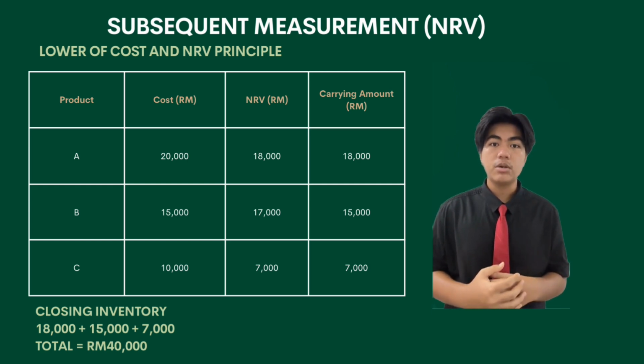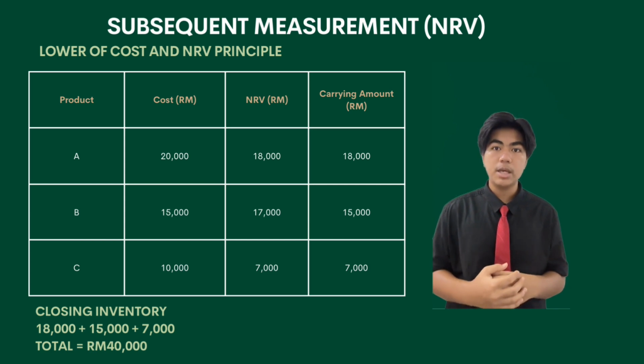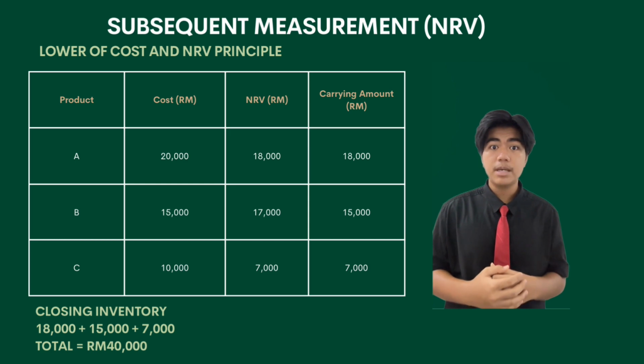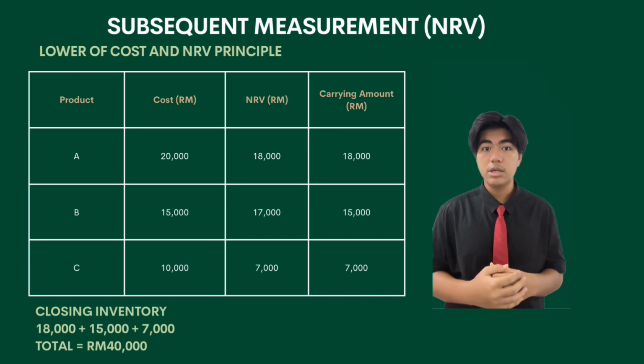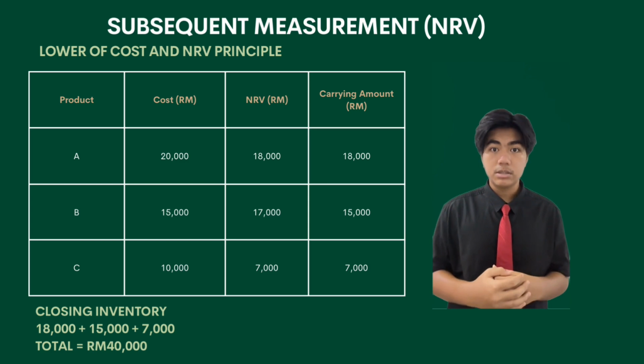For product B, the cost is RM15,000 and the NRV is RM17,000. In this situation, the cost is lower than the NRV, so the inventory remains recorded at RM15,000. For product C, the cost is RM10,000 but the NRV is only RM7,000. The scenario states that the product becomes obsolete due to technology change. As a result, the company can no longer expect to sell it at its original value. Therefore, the inventory must be written down by RM3,000 and reported at RM7,000.